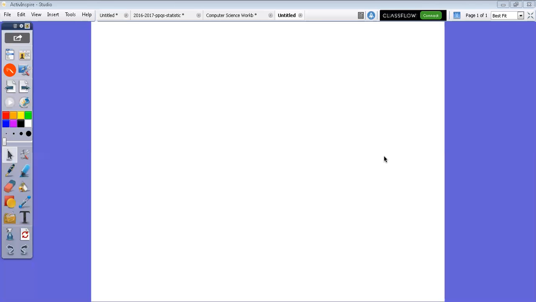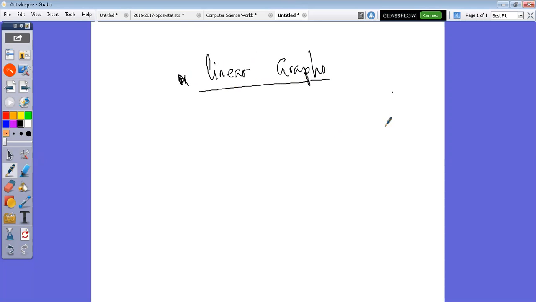So let's start from sketching of linear graphs. Then we'll look at sketching of quadratic graphs. Sketching of linear graphs.